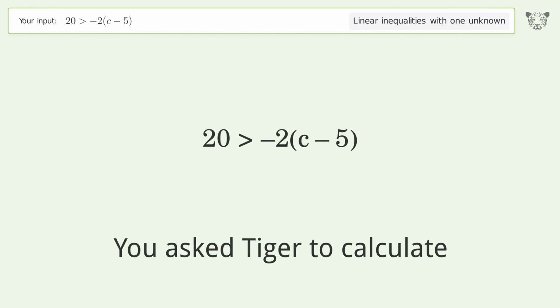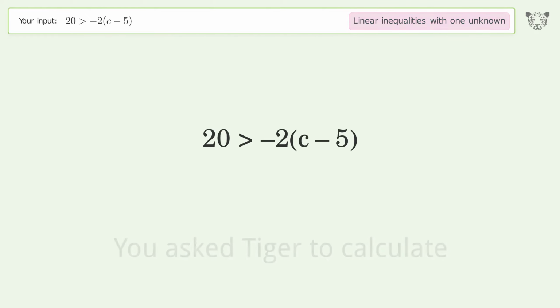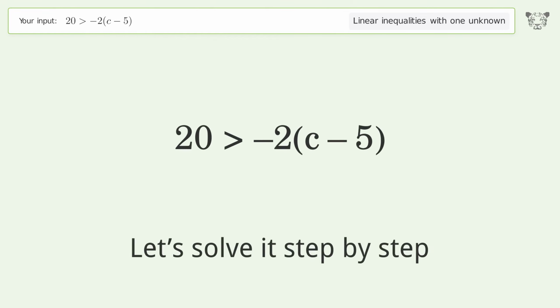You ask Tiger to calculate. This deals with linear inequalities with one unknown. The final result is c greater than -5. Let's solve it step by step.